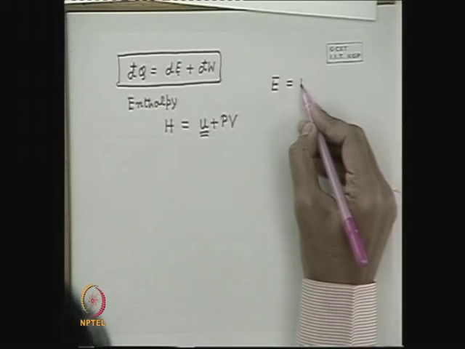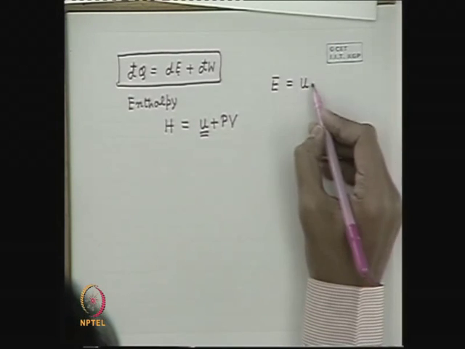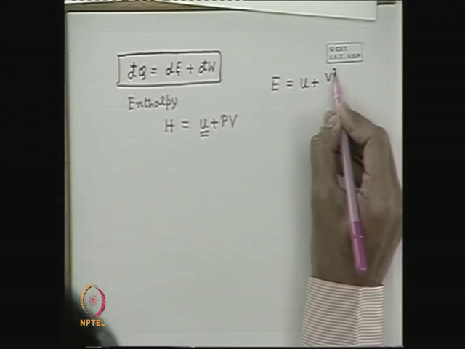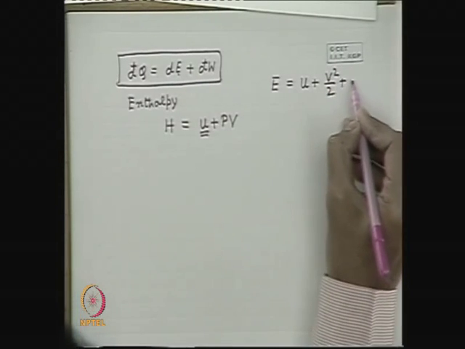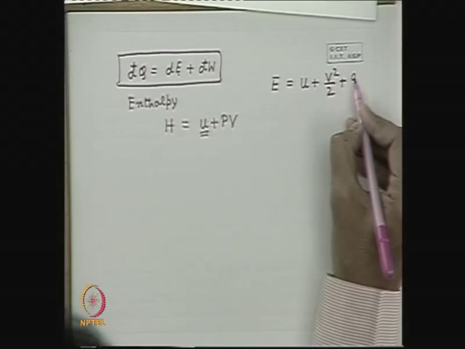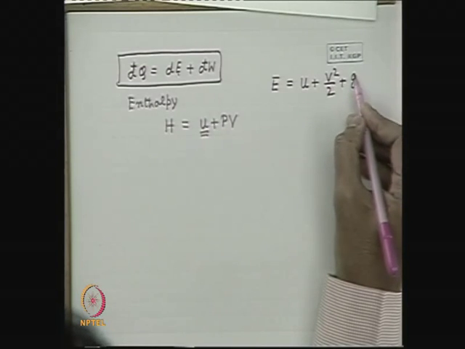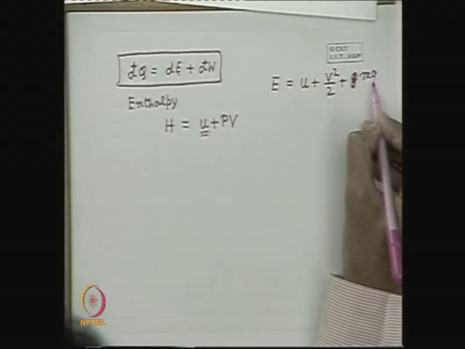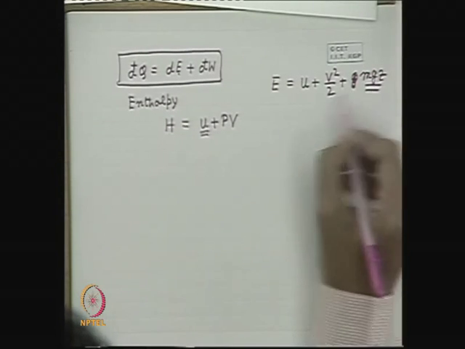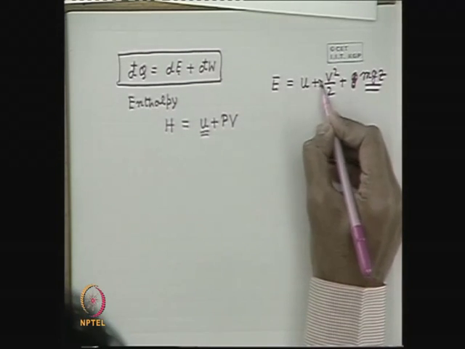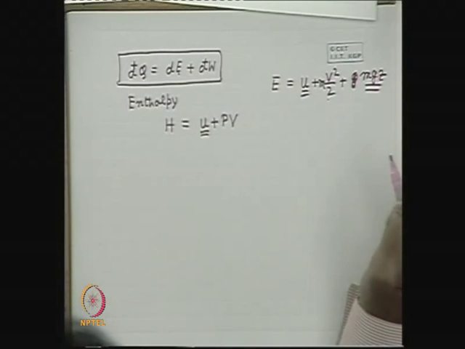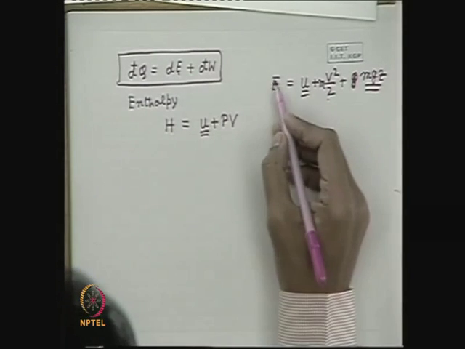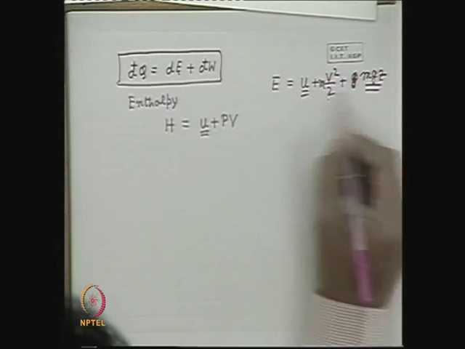So, if I write the internal energy, general symbol U, it is the intermolecular energy, plus the kinetic energy of the particles, plus, let us consider only the gravitational force field, the potential energy. Let us write the mass, mgz, the total potential energy, total kinetic energy, and the total internal energy. So, this is the internal energy, total internal energy.